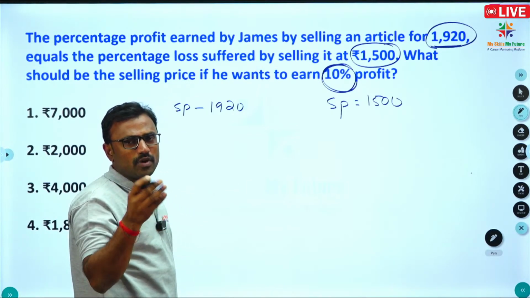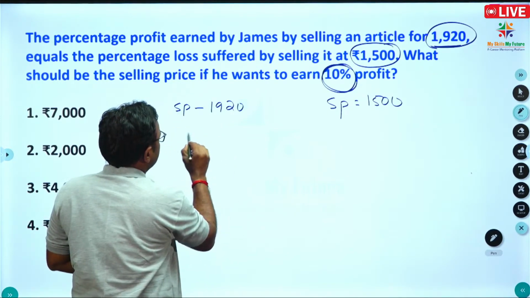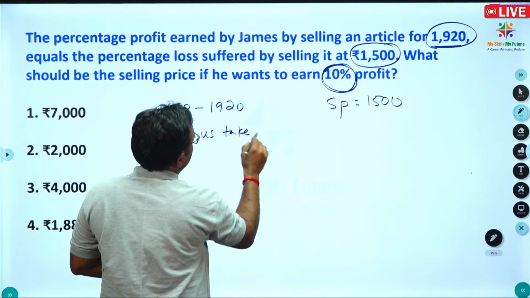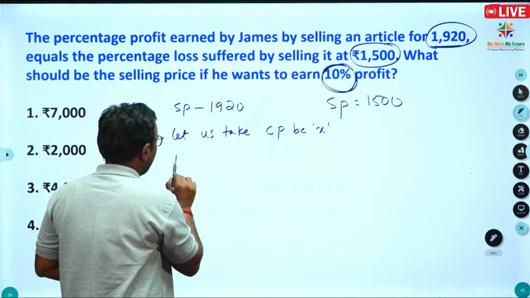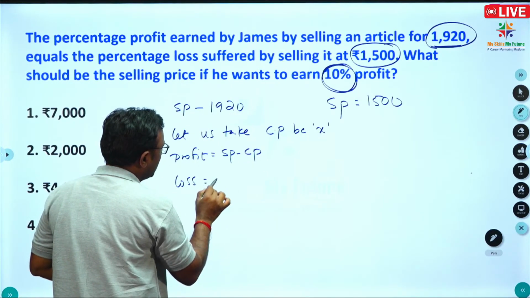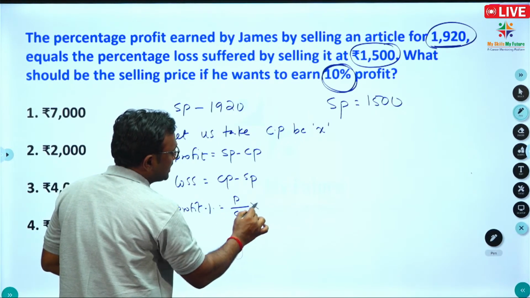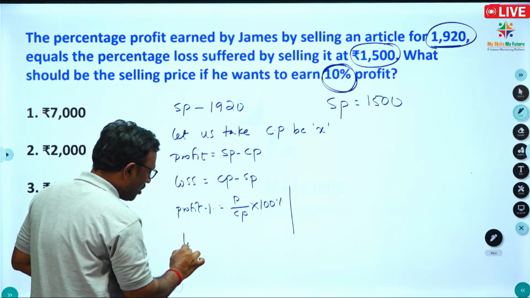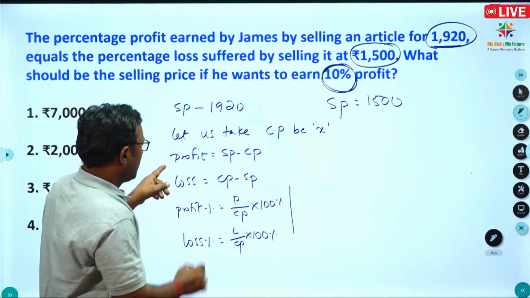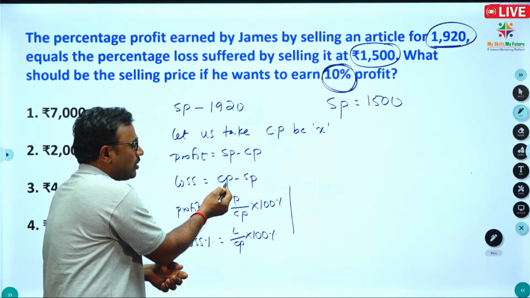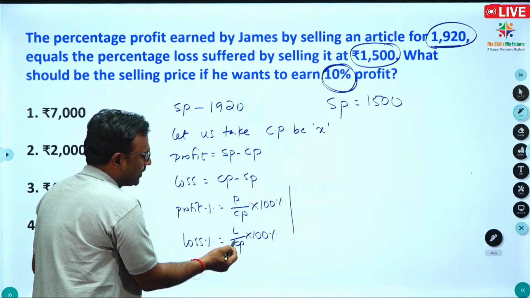So what is meant by profit? Profit is when the selling price is more than the cost price. Profit is equal to selling price minus cost price. Let us take the cost price to be X. Profit is equal to selling price minus cost price. Loss is equal to cost price minus selling price. Profit percentage is equal to profit by cost price into 100%. Loss percentage is equal to loss by cost price into 100%.